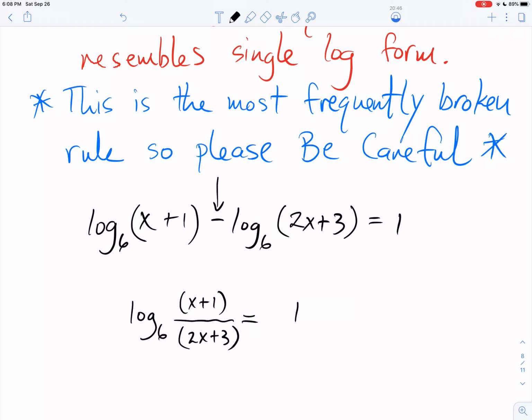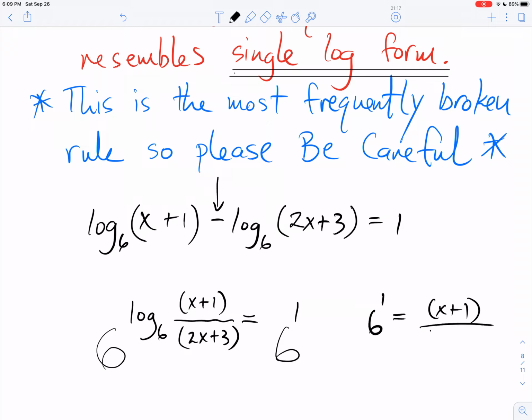Now, I go, hey, this is single log form. This resembles single log form. I'm going to double underline that thing because now I could do this if I want. I could do that. I totally could. Or I could just say base stays the base, flip-flop. What would it look like either way? If the base stays the base, and I flip-flop, I'd have 6 to the power of 1 equals this stuff. Either way, I end up with, well, can I just call 6 to the first power? Can I just call that 6, guys? I'm going to erase that because it looks weird.